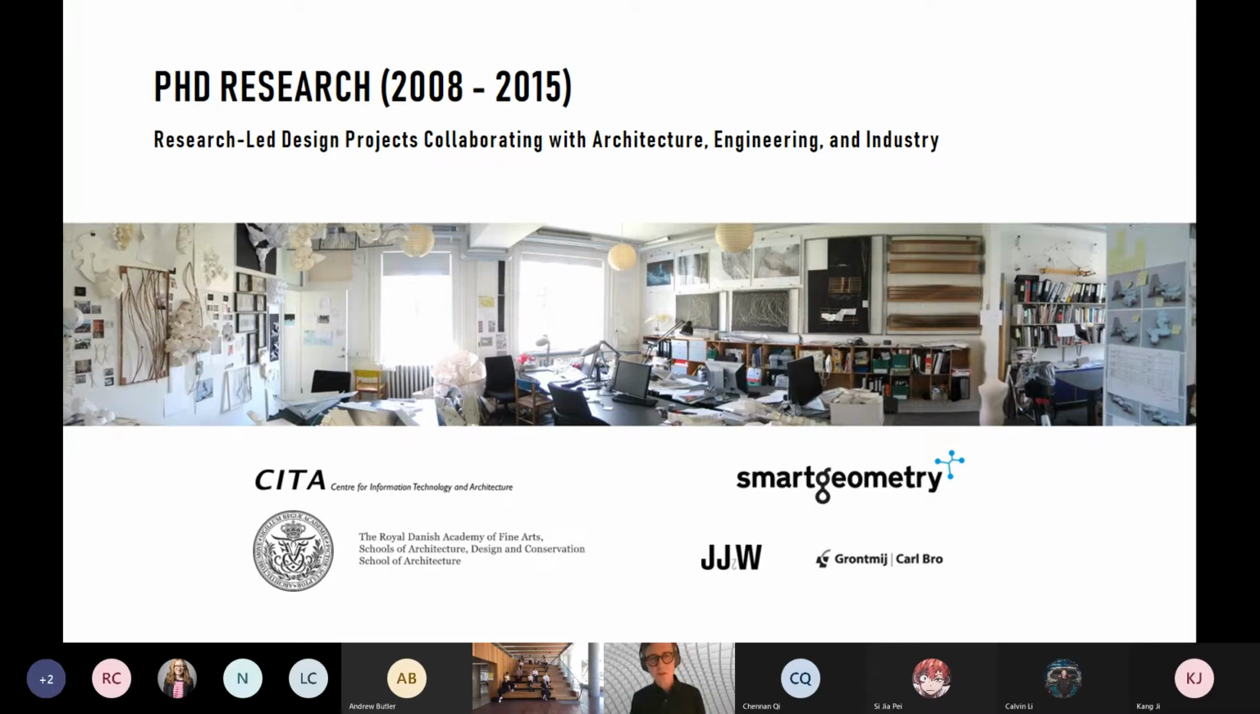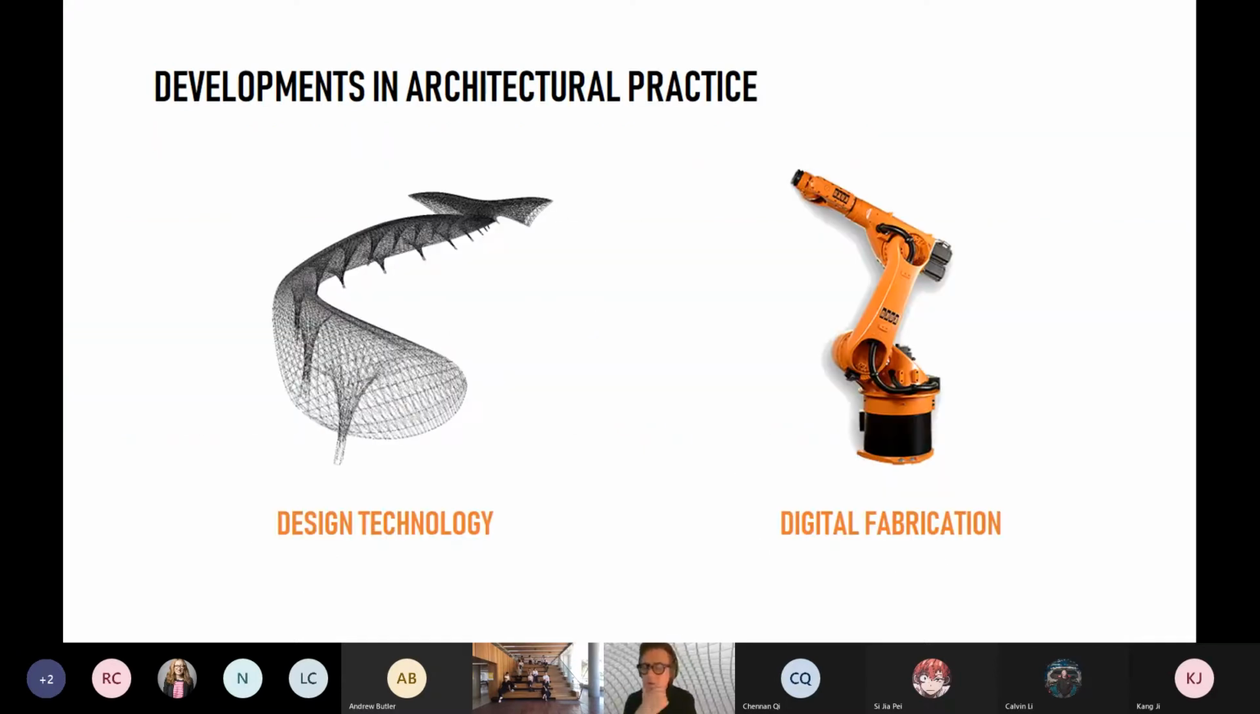And so in 2008, I left the practice right before the economic crash. I think I was one of the last people to actually quit a job in London and join the Center for Information Technology and Architecture in Copenhagen, Denmark, at the Royal Danish Academy of Fine Arts. And there I was working with practice on this problem of acoustics.